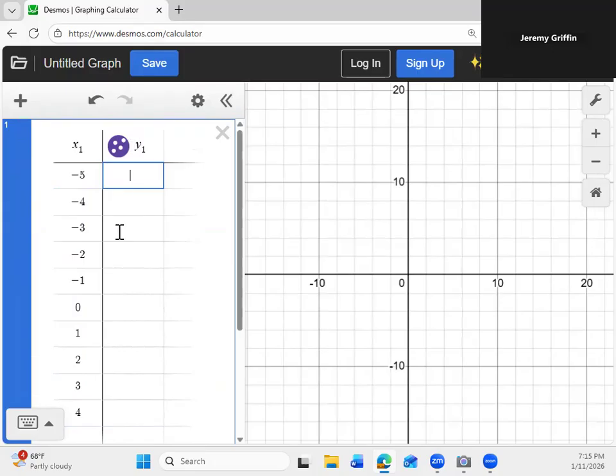Now the y values. Here's where it's going to be a little scattery, or I think it will be. We're going to find out. So -3, -2.7.